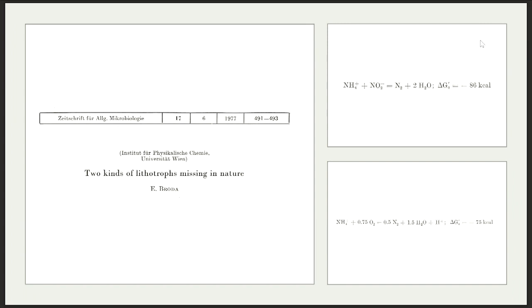And interestingly, Broda also speculated about an organism that can oxidize ammonia to nitrogen gas. And recently, people are starting to find or to make observations in nature that this process may actually be possible as well.